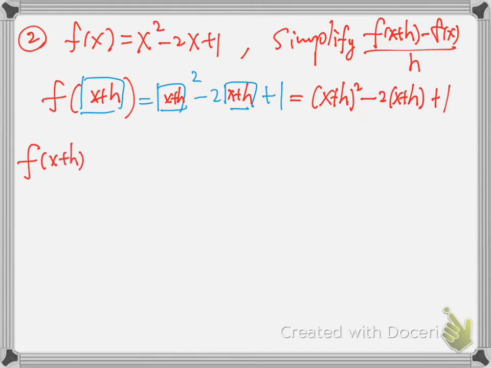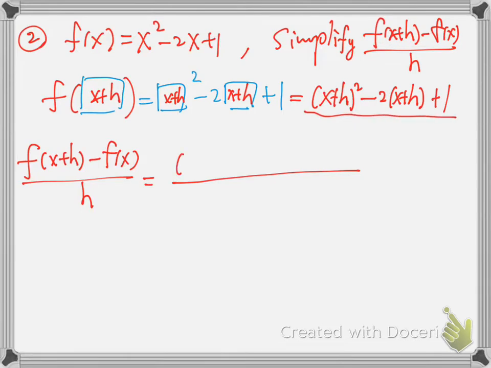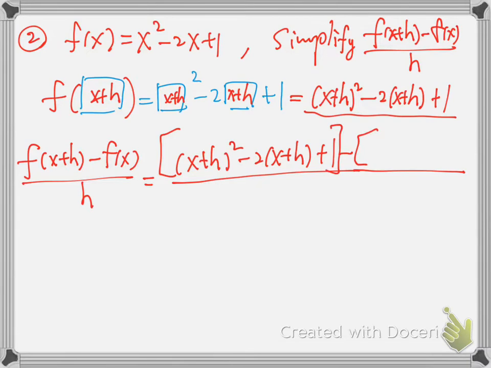f of x plus h minus f of x, divided by h. The first part is this whole thing: x plus h squared minus 2 times x plus h plus 1, and then minus the whole f of x. f of x is x squared minus 2x plus 1, and then divided by h.